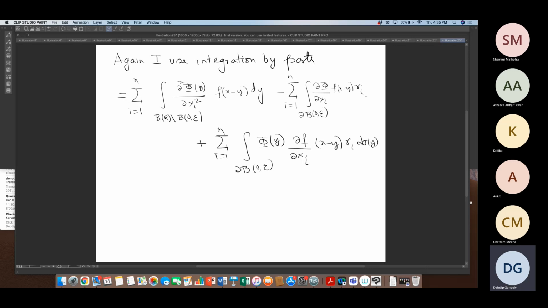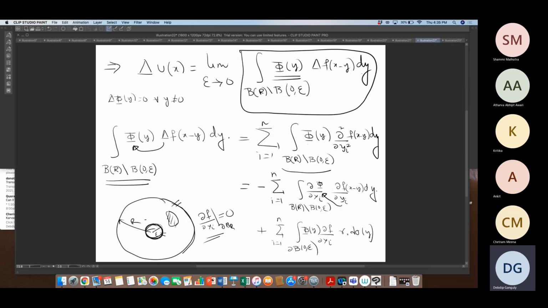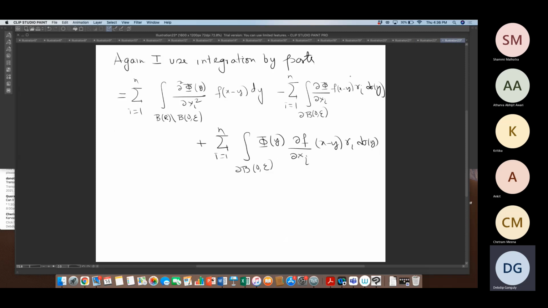D sigma y. Is that clear, all of you? I use the integration by parts. This is one boundary here, no? The derivative will go here, del square phi by del y square. The boundary term will be del phi by del y, del y_i, and f of x minus y, nu y. So this is the term: del phi by del y, f of x minus y, nu y d sigma y. Clear? Now I take the summation, nu y will be there.